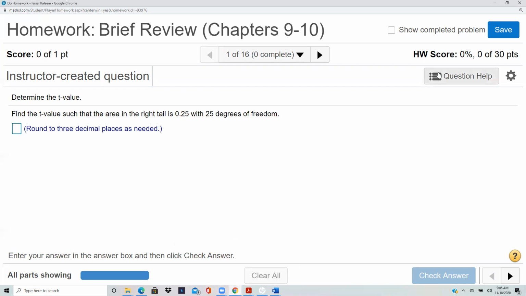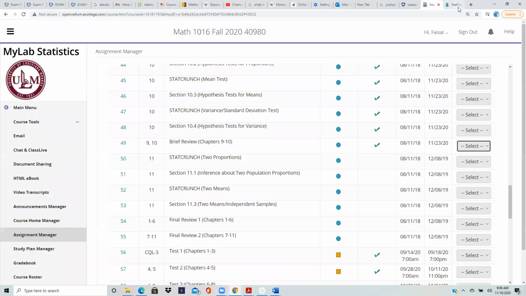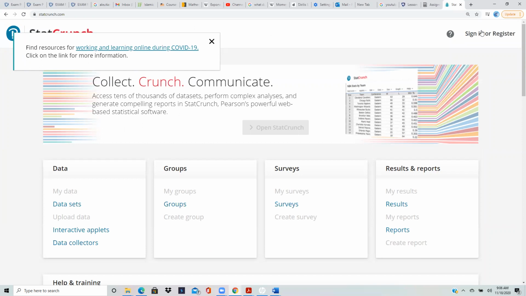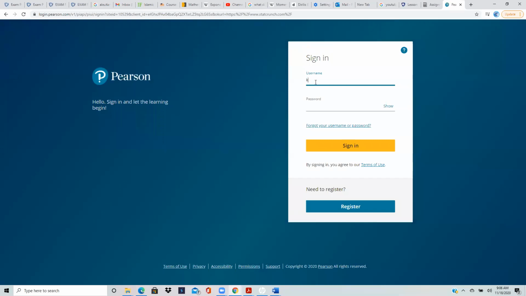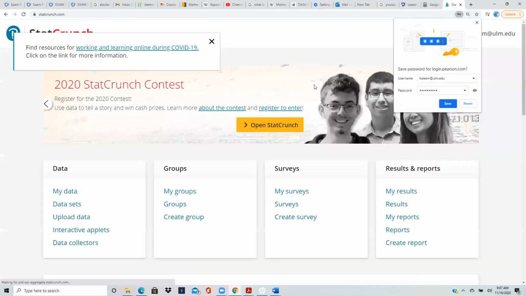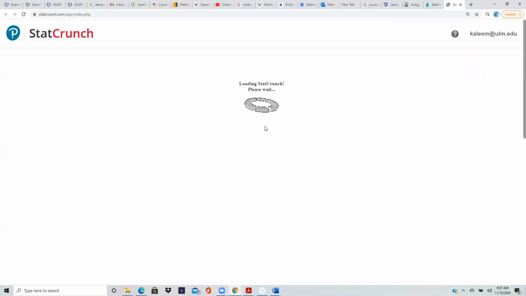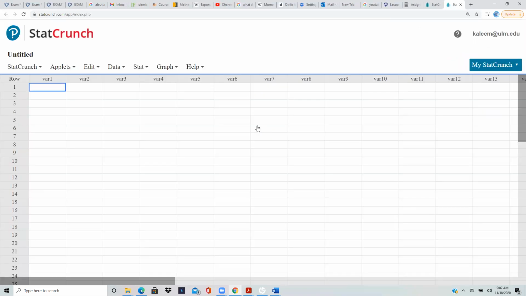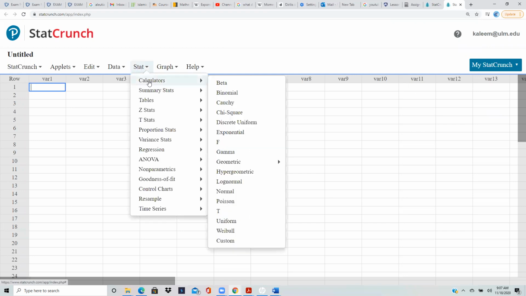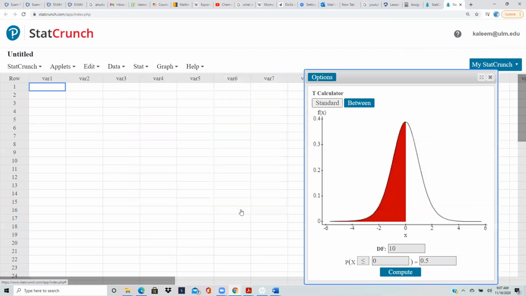StatCrunch. Do we have StatCrunch? Okay, not here. So let's see. StatCrunch. Okay. So how do we go there? Stat, calculator, and then the t is kind of towards the bottom. Okay, and then now what do we do?